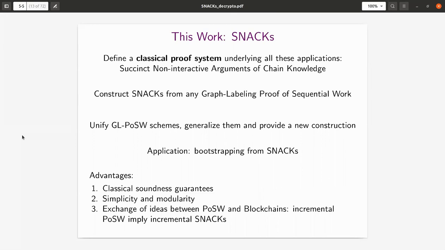One such interesting property is that if you have incremental proof of sequential work, you get incremental snacks that are interesting on their own. I would not talk much about this element for the lack of time, but in the paper we talk about this. We define incremental snacks and show how they're related to incremental proof of sequential work.